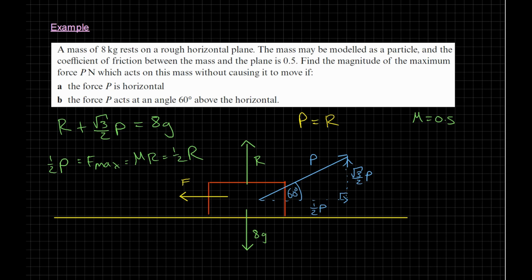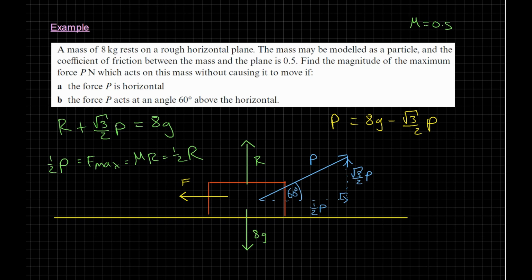P is equal to R in that case, which is equal to, if we just rearrange this bit in our head slightly, R is going to be equal to 8g minus root 3 over 2 P. So let's just do that here. 8g minus root 3 over 2 P. And now it's just a case of solving this thing. So we've got P equals that. Let's remove this in between value actually. So we've just got P equals that.